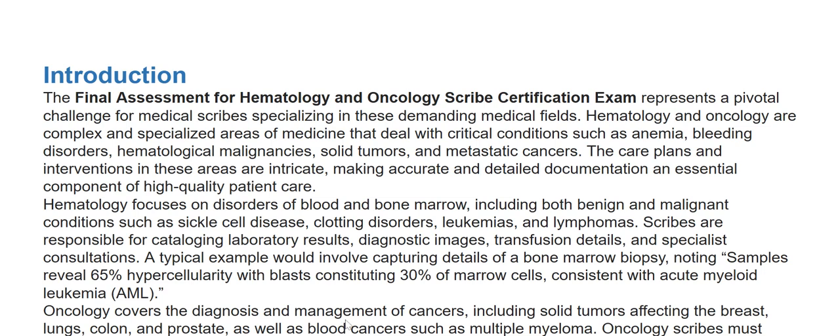Oncology covers the diagnosis and management of cancers, including solid tumors affecting the breast, lungs, colon, and prostate, as well as blood cancers such as multiple myeloma. Oncology scribes must thoroughly document cancer staging, for example, T3N1M0, a 5 centimeter tumor involving regional nodes with metastasis. Treatment plans, for example surgical interventions, chemotherapy regimens, and radiation courses, and patient responses to care.